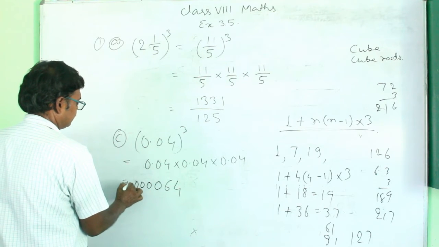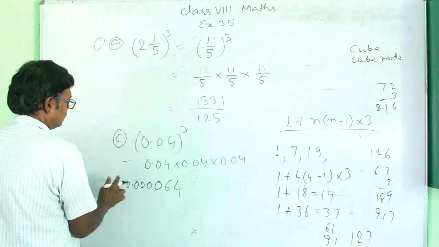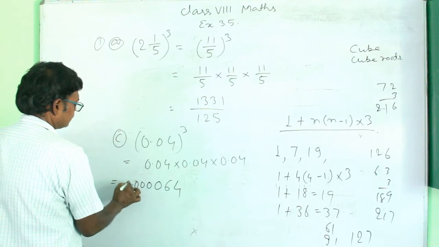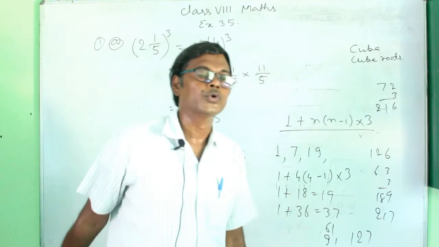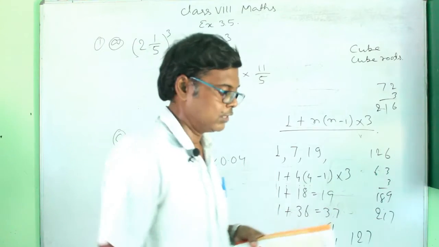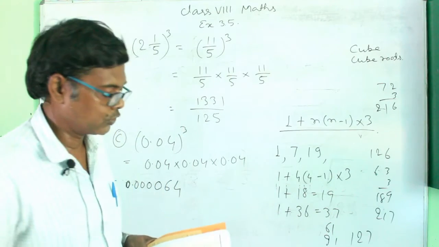So this is the cube of 0.04. In this way you will find it. So this is the first question.